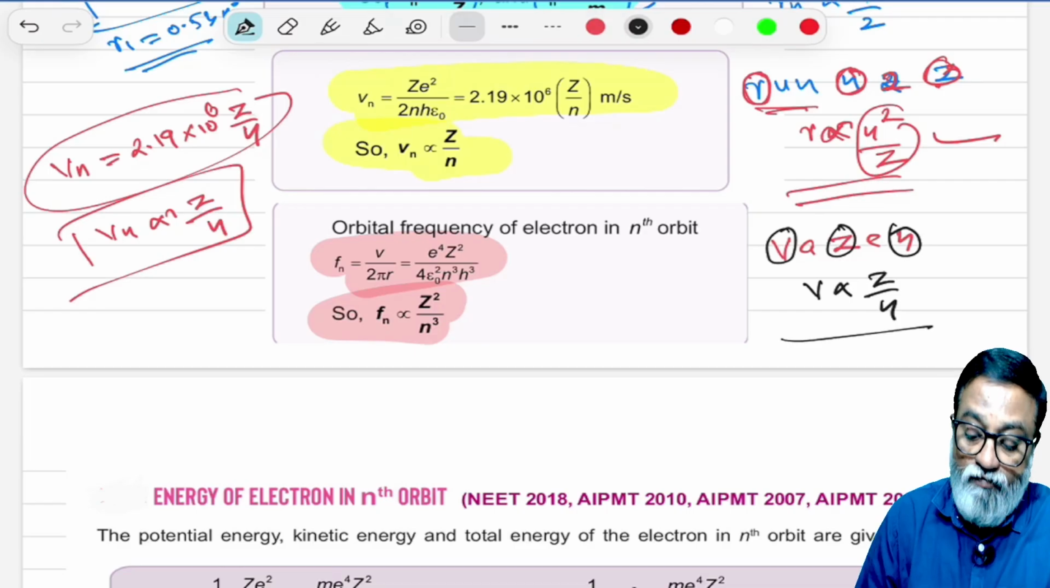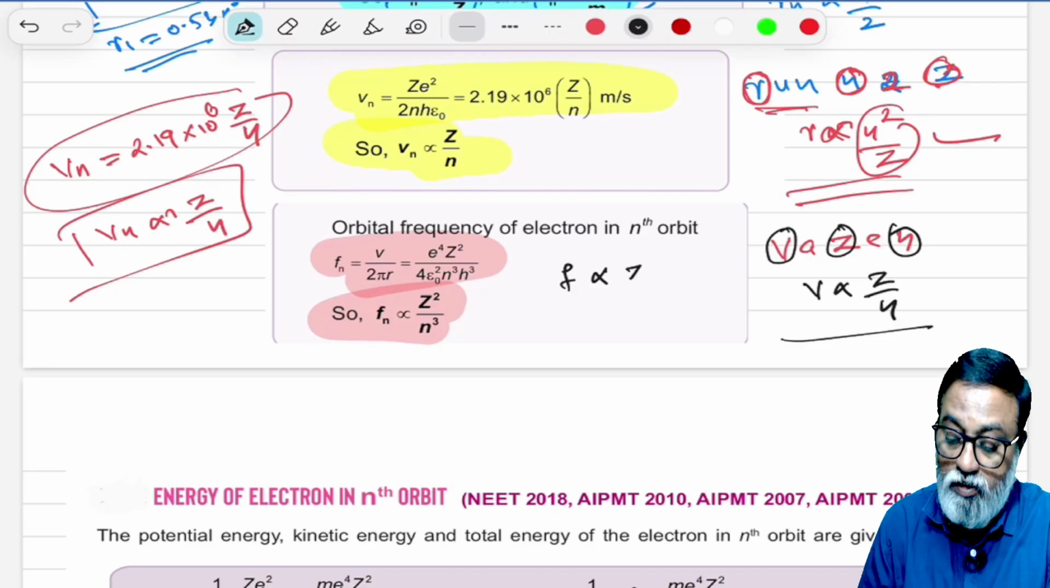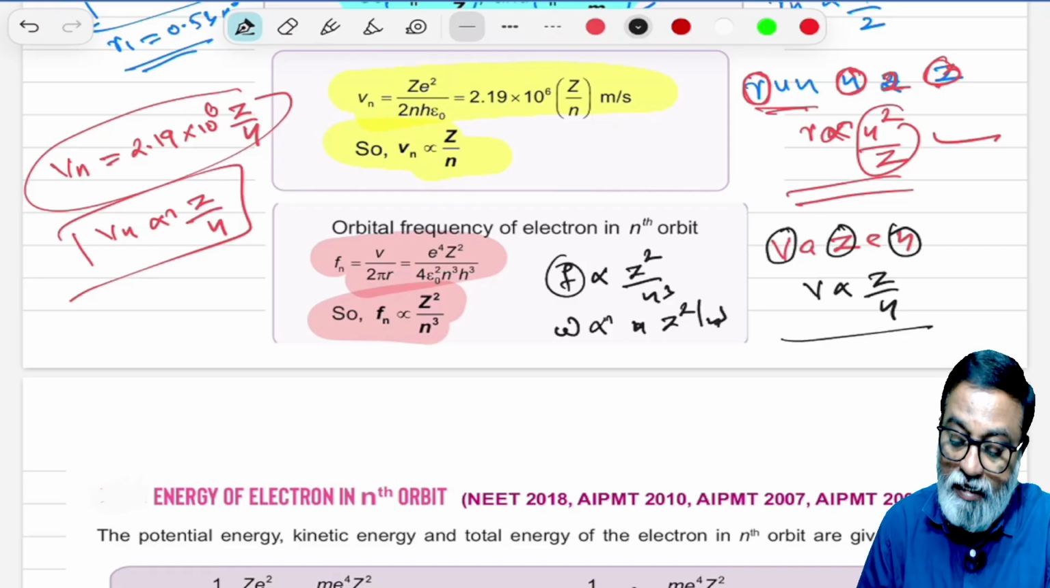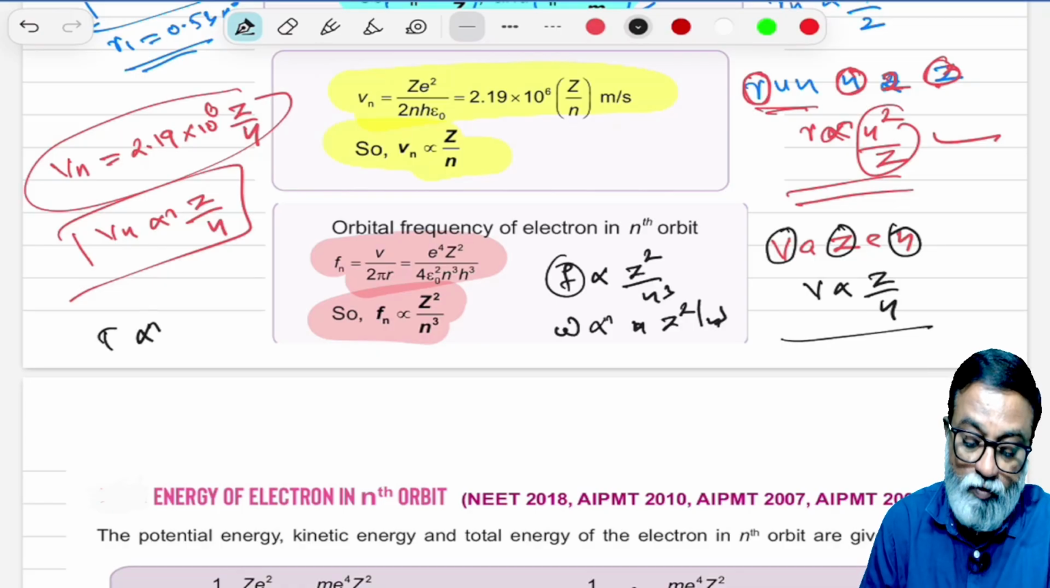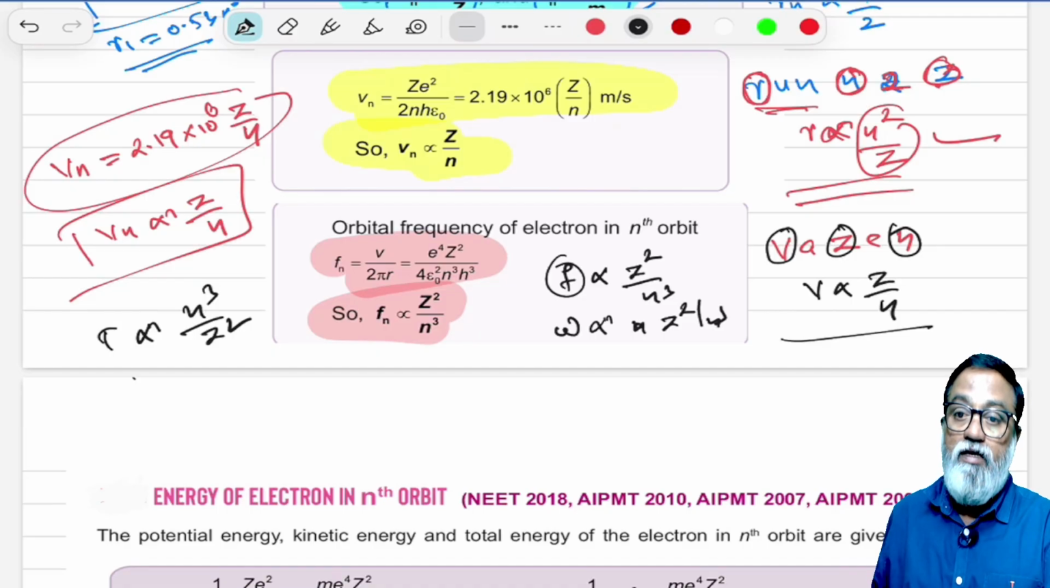Like that, frequency f, f_n is proportional to Z square by n cube. Frequency or angular frequency omega is proportional to Z square by n cube. Like that, time period is inversely proportional to omega. Therefore, time period is proportional to n cube by Z square. This is about radius in the nth orbit, velocity in the nth orbit, angular frequency in the nth orbit, and time period.